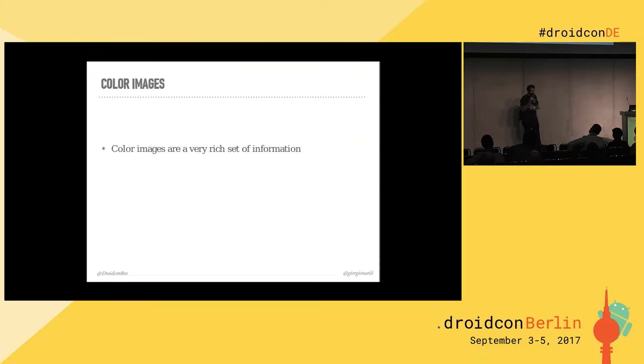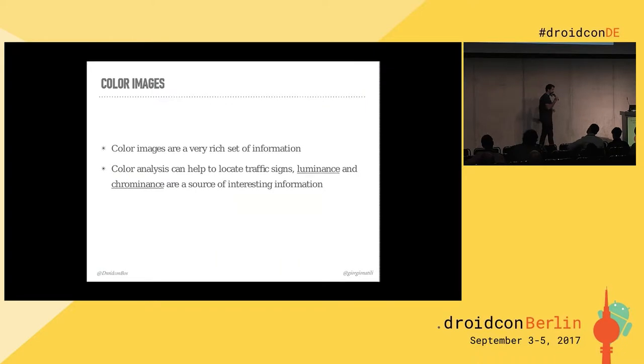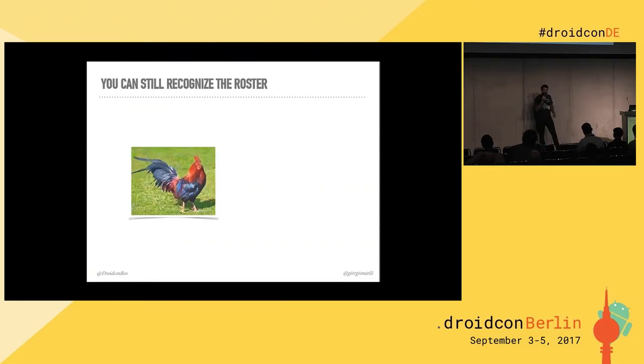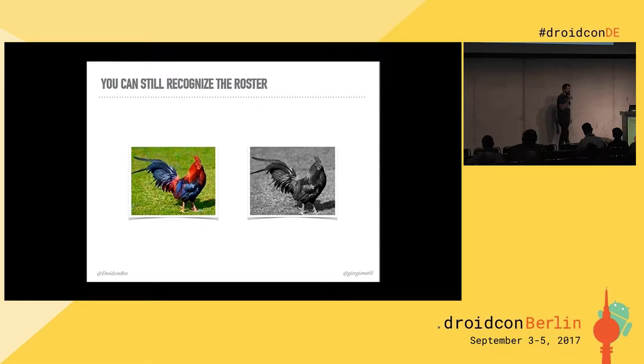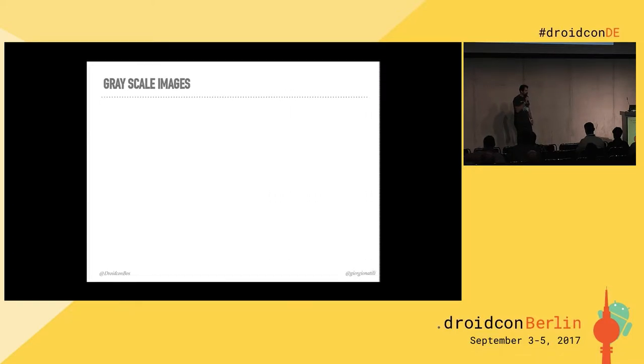Color images are rich, have luminance and chrominance. At the end of the day, what is more important between the two? It's luminance. Why? Because if you take a look at this image, you can still recognize that this is a rooster, correct? Well, the image in grayscale contains so much less information that you cannot imagine how this thing can impact the performance on any computer vision application.